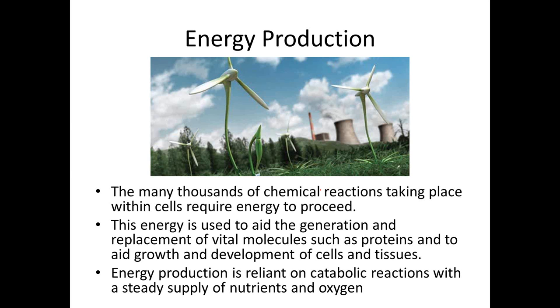Now, we need energy so much that we have a special system, which we're going to see later, the digestive system, to help produce the raw materials. The raw materials are there because energy production is reliant on the breakdown of food, that is catabolic reactions, alongside a steady supply of energy donating molecules such as oxygen. Oxygen is vital to the production of energy in the body. Without it, our body cannot make energy.